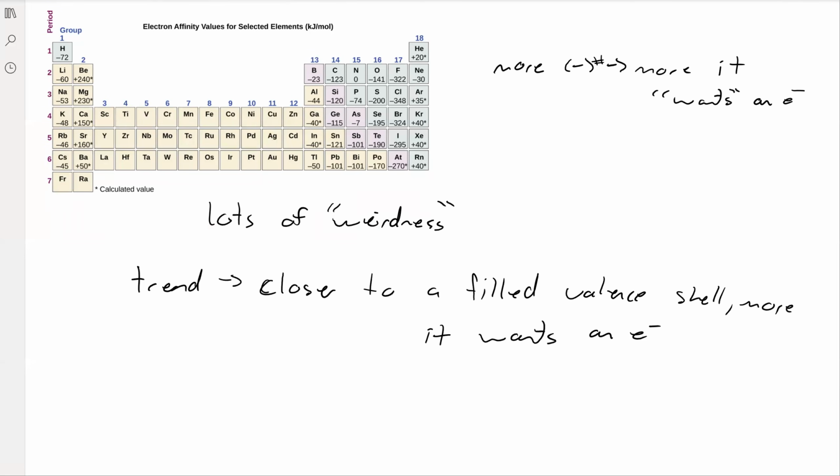Something like our group 1 metals don't really want to gain an electron, so their values aren't nearly as high. Again, there's a lot of weirdness here. Just the general trend is the closer you are to a filled valence shell, the more you want an electron. Not the most important trend, though.